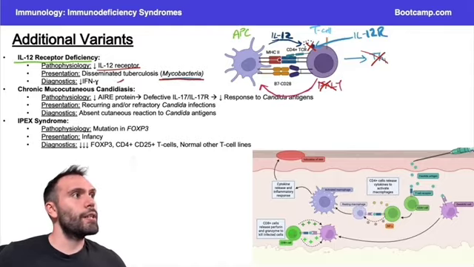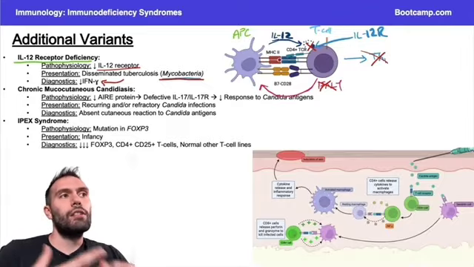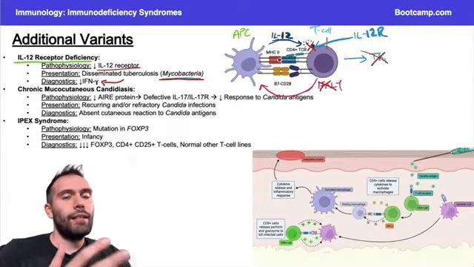And again, how would you diagnose this? Well, look, interferon gamma is going to be low. This should make sense to you. Interferon gamma is low because we can't stimulate this process to occur.